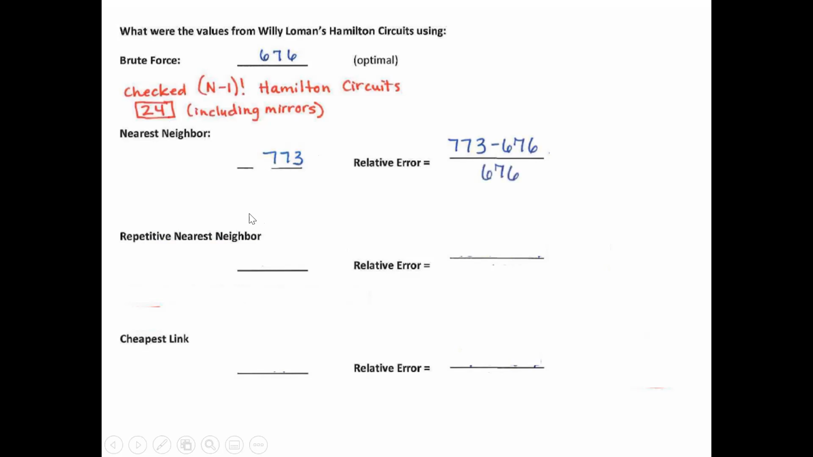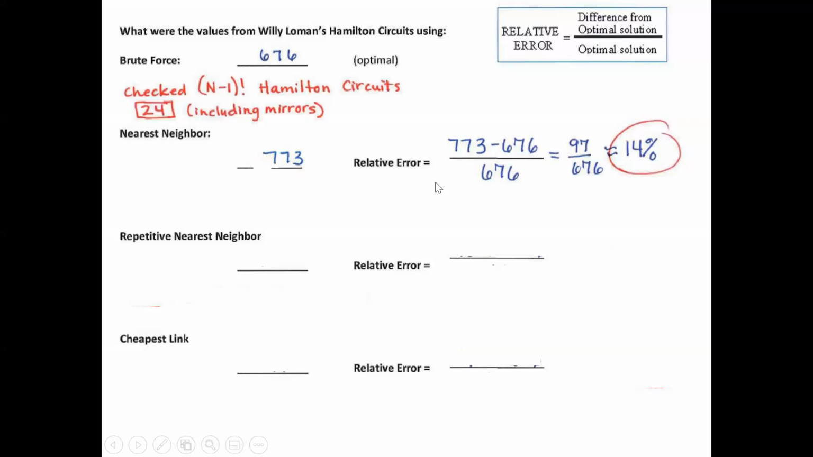Remember, it's going to be the difference divided by the actual, which is going to be a total of 14% relative error. The relative error formula is the difference from the optimal solution, so it's the nearest neighbor, which is 773, minus the brute force, which is 673. And if you divide the difference, 97 divided by 673, it is 14%.